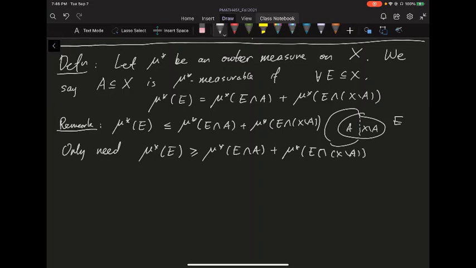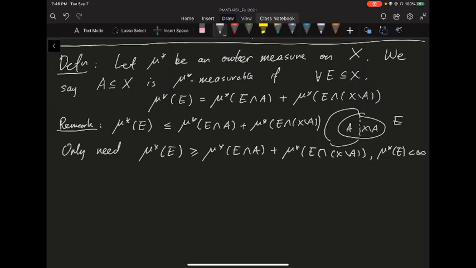And you may also notice if mu star of E is infinite, then the right-hand side, by subadditivity, of course has to be infinite. So you always have equality, infinity equals infinity. So you only need to verify the second inequality if mu star of E is finite. That's the implicit assumption right now.